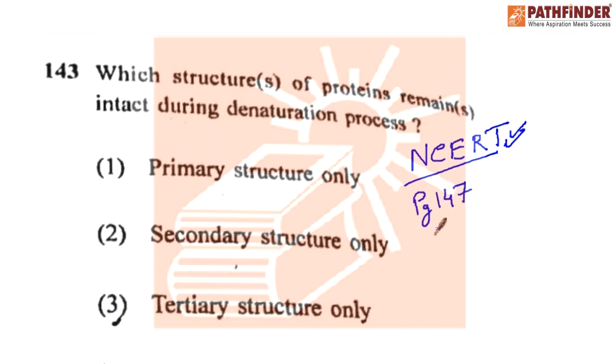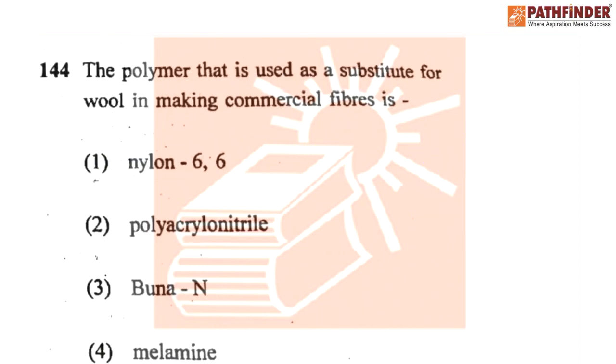If any student has NCERT in their hands, they can open page number 147. Sorry, I'm wrong. It is actually 417. Okay, there is a line directly written that during denaturation, the 2 degree and 3 degree structures are destroyed, but 1 degree structures remain intact. That means the primary structure only. See what they are doing from NCERT. So it is mandatory to study NCERT.